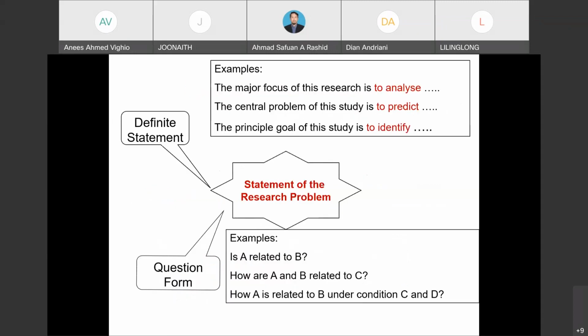This is an example of the statement for the research problems. It is better to use a definite statement compared to the question form. The major focus of this research is to analyze. The central problem of this study is to predict. The principal goal of this study is to identify. Normally, we may include these statements right after we address the problems or limitations from the previous studies.